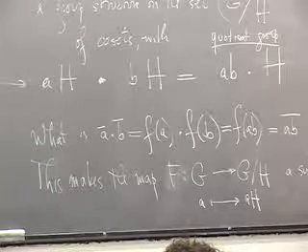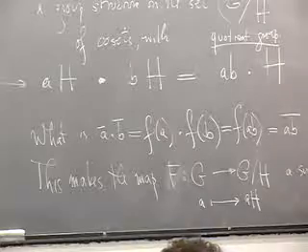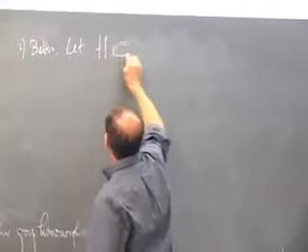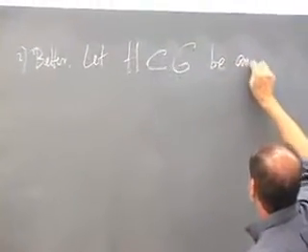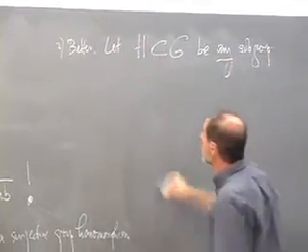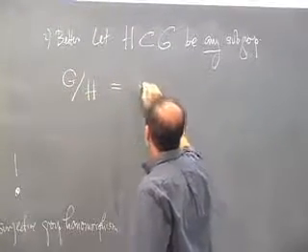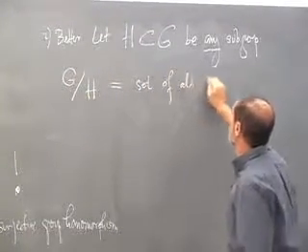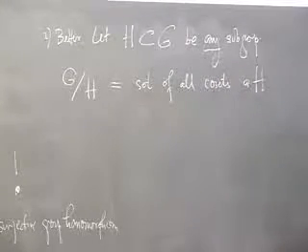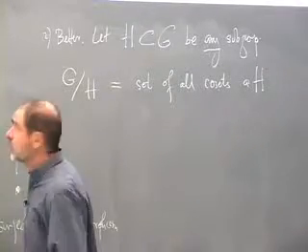Let's forget that we had a homomorphism. Let H in G be any subgroup. Let the cosets G mod H be the set of all cosets aH. That's a good set. We've defined that for any subgroup now. We know what a coset is. That gives a partition of G.